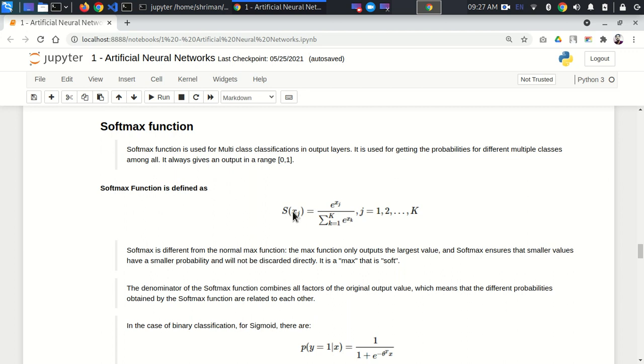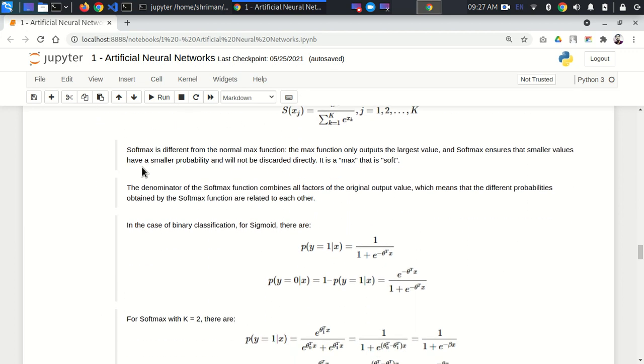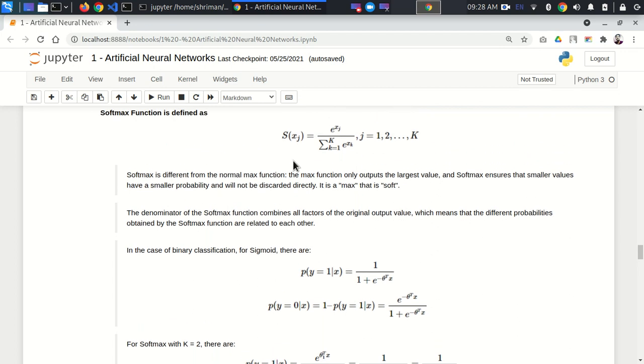So S(x_i) will be e to the power x_i upon the summation, j equal to 1 to k, of e to the power x_j. Now softmax is different from the normal max function. The max function only outputs the largest value, but softmax ensures that the smaller values have a smaller probability. So softmax will always give you probabilistic values.